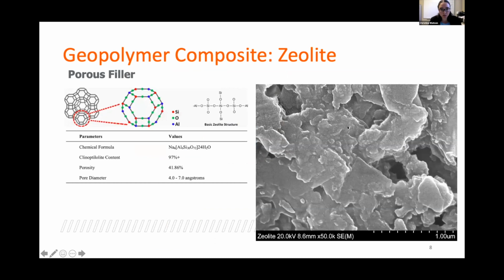The next part of the geopolymer composite is a porous filler because we want to use a porous material to achieve filtration. So for this, we used a zeolite, particularly a clinoptilolite zeolite. It has a minimum pore size of 4 to 7 angstroms. And this is a SEM image of the zeolite that we used. This is at 50,000 magnification. And you can see that the pore size is less than 1 micron, which puts us in the ultrafiltration regime.